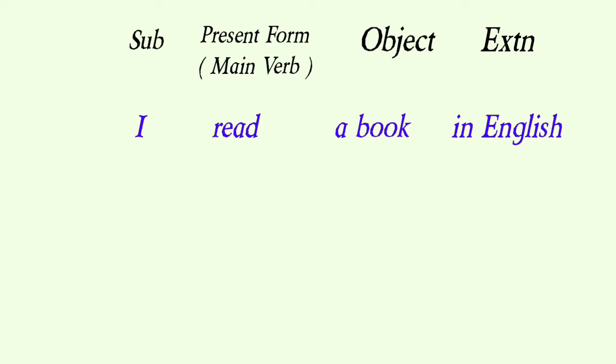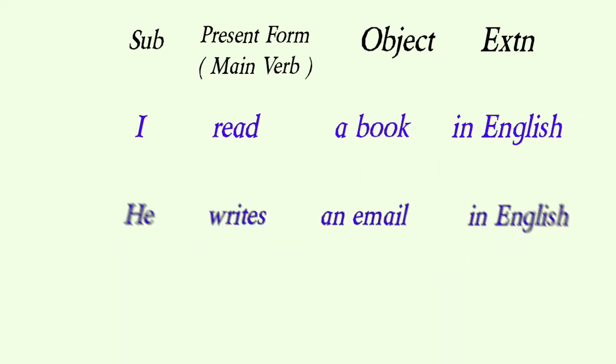Now, next example. He writes an email in English. Now, in the subject, I am placing he. In the main form of the verb, I am placing writes. In the object, I am placing an email. And in the rest of the sentence, or in the extension of the sentence, I am placing in English.